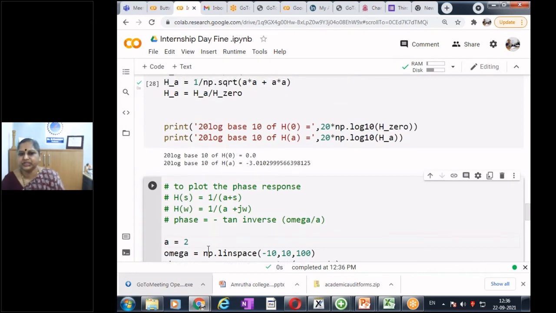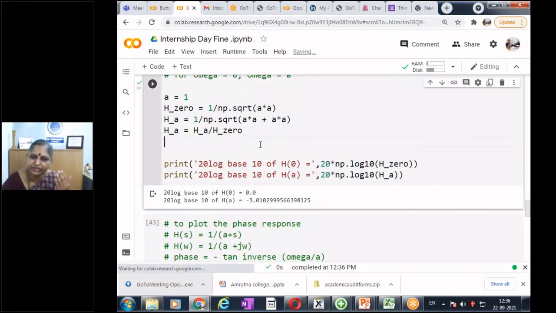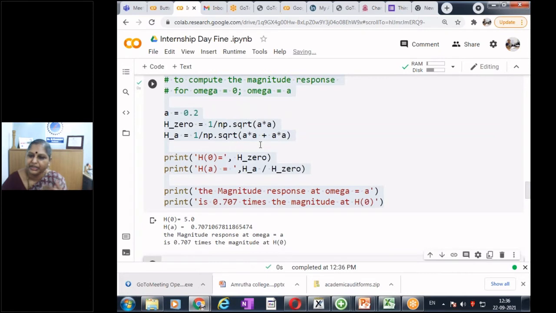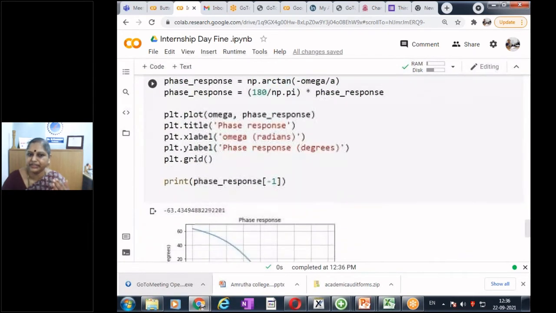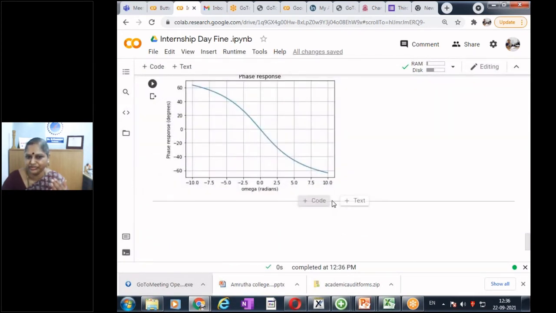Now what I wanted to do is, we have put in one cell the magnitude plot, in another cell the phase plot. I want both to be in the same cell. How many are doing it? Please put both of them together in the same plot. Say we have done separately the magnitude response and the phase response.